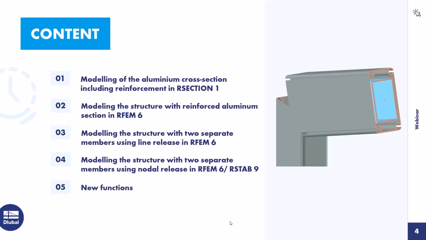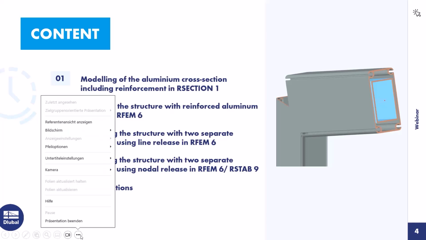I will first show the modeling of the aluminum cross-section including reinforcement in RSECTION, and afterwards I create the structure in RFEM. In the process I will also explain how to change RSECTION cross-sections from RFEM. I then model the structure with two separate members using line releases in RFEM. I will then show an alternative modeling of the two separate members using nodal releases in RFEM. This option is also available in RSTAB, while line releases are not available in RSTAB. Finally, I will talk about new useful features.